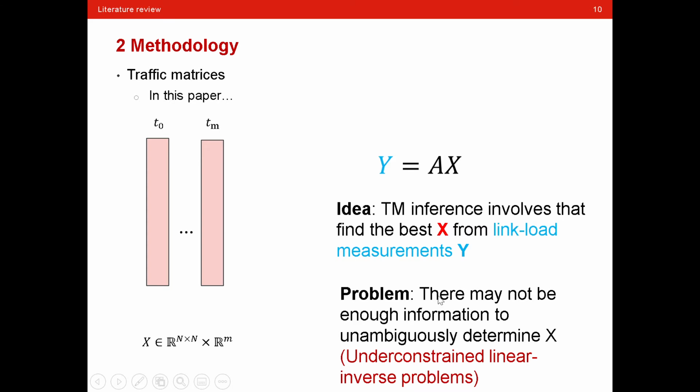As you can see, the problem is that there may not be enough information to unambiguously determine x. So the paper claims this problem is an under-constrained linear inverse problem. But if x has a low rank structure, there will be another case. And if x is low rank, then we will probably get a unique solution.